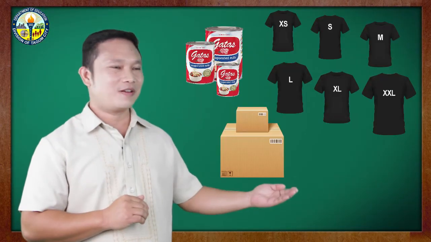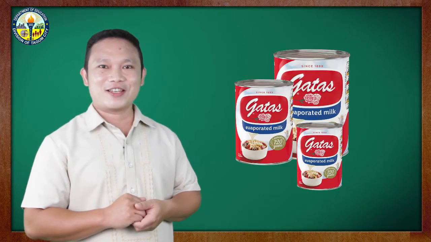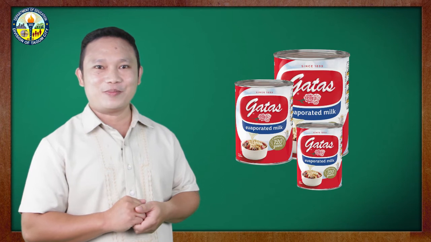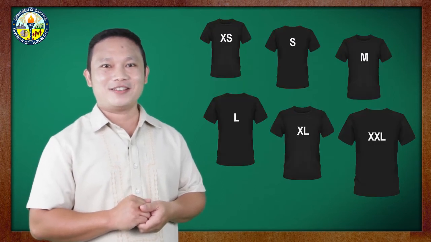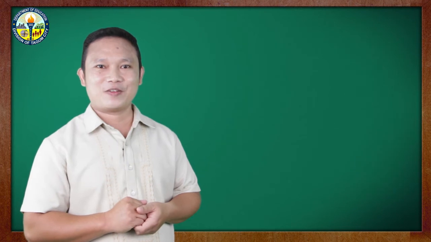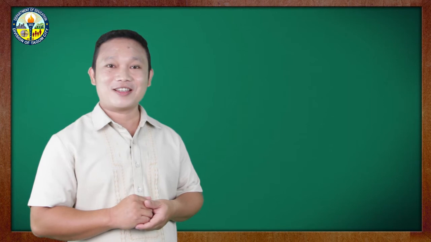I have here 3 sets of pictures. The first set contains 2 boxes. The second set has 3 cans of milk. And the third set, black shirts with indicated sizes. What have you noticed on the characteristic of the objects in each set?